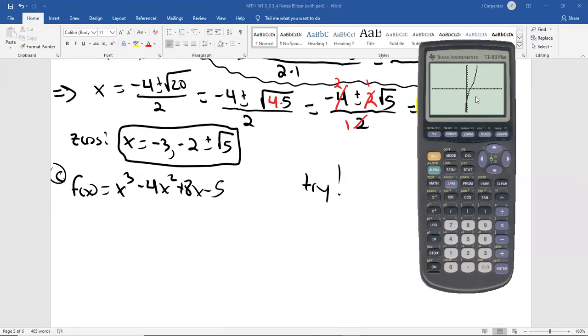Can we hone in on this zero with our graph to skip the failing of a bunch of synthetic divisions? Let's try it. Trace. What number does that look like it is? If all these marks are 1, it looks like it's 1. And yeah, the y value gets pretty close to 0 right around 1. So let me type 1 and hit enter. And sure enough, the y value is 0, which means +1 is a zero, which means x minus 1 is the factor.